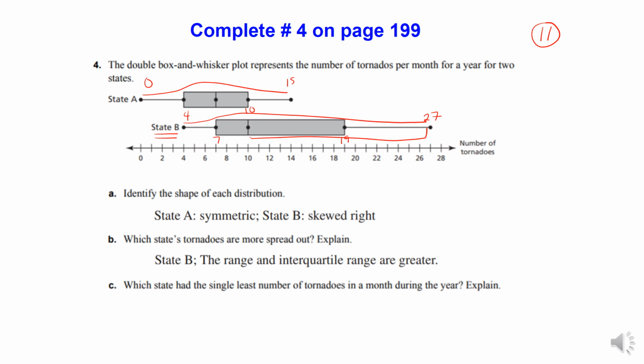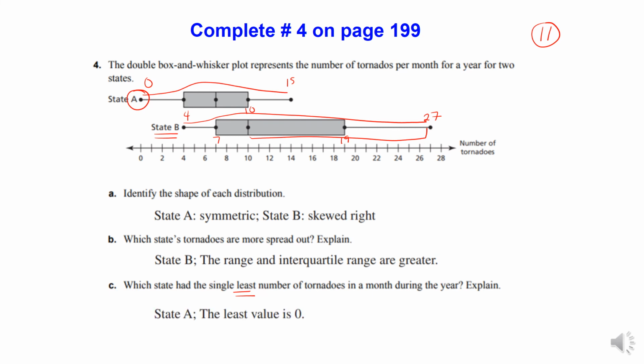Okay, and then make sure you read the questions carefully. Which state had the single least number of tornadoes in a month during the year? So you want to look at the minimum. And the minimum in state A is 0 because there was a month, at least one month, that had 0.